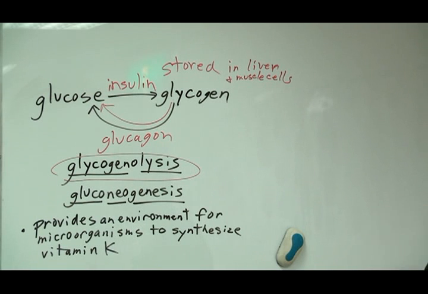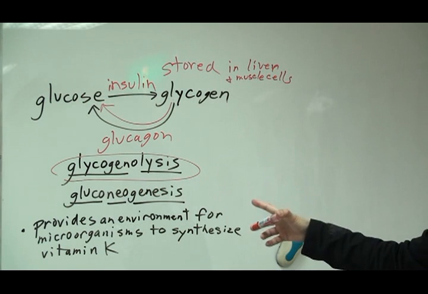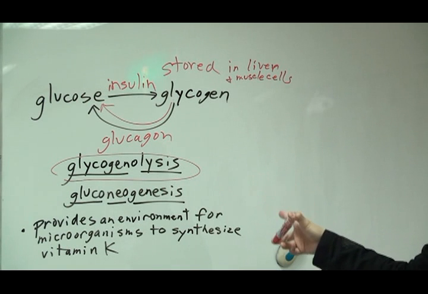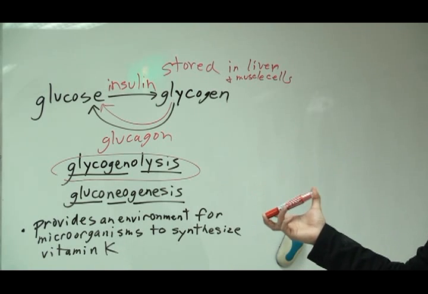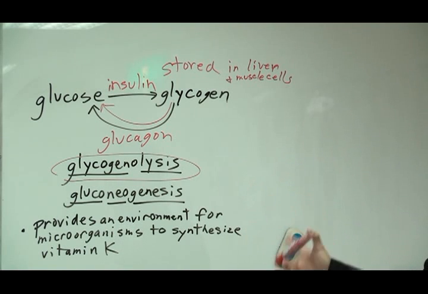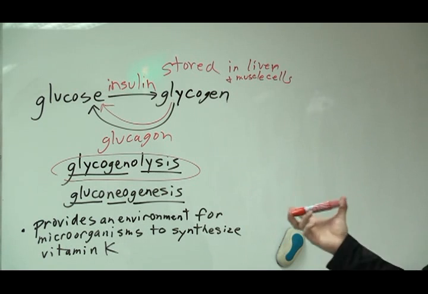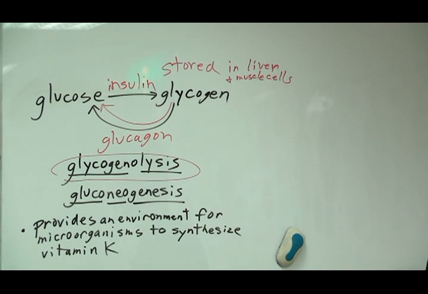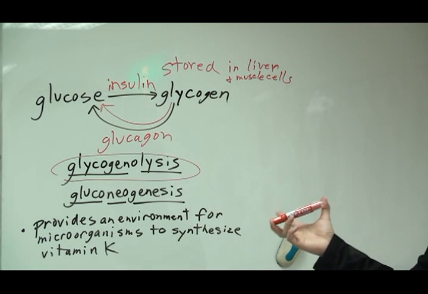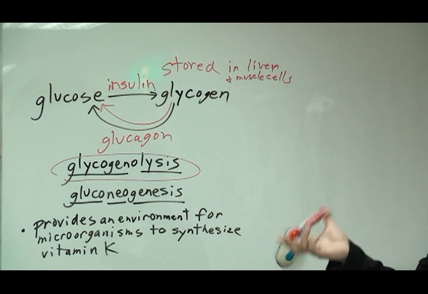There's another process that goes on in your body. We call it gluconeogenesis. It sounds the same, but it's different. Gluco means glucose. Neo means what? New, N-E-W. Genesis means what? Start. So when you read it in English, it means the start of new glucose production.